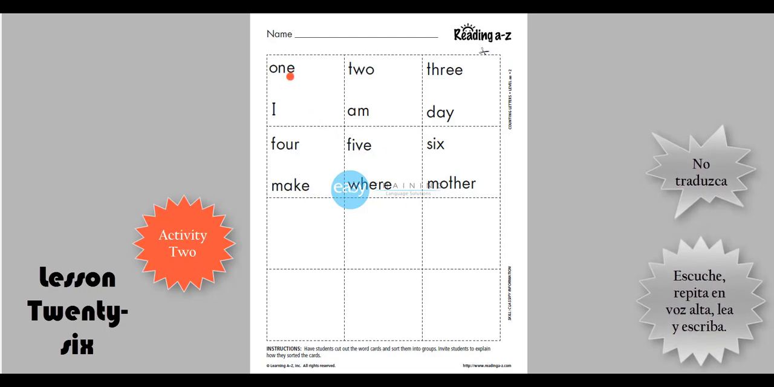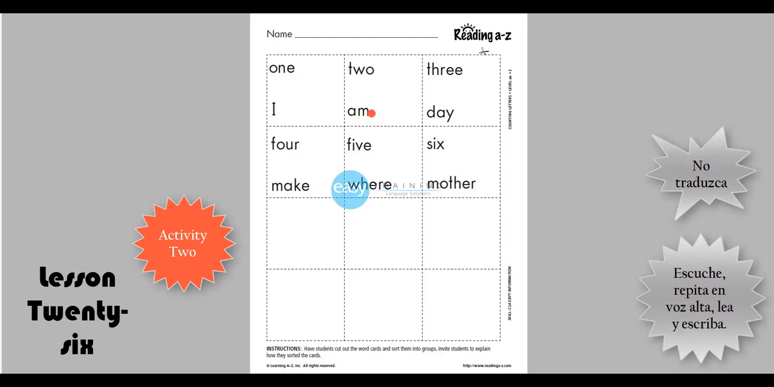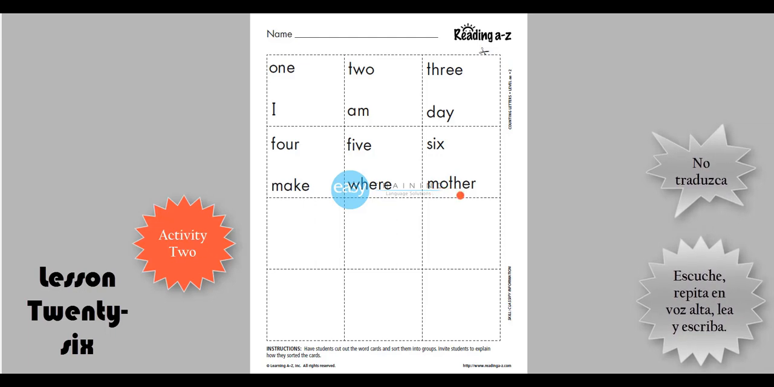Number 1. 1 letter. Number 2. 1, 2 letters. Number 3. 1, 2, 3 letters. Number 4. 1, 2, 3, 4 letters. Number 5. 1, 2, 3, 4, 5 letters. Number 6. 1, 2, 3, 4, 5, 6 letters.